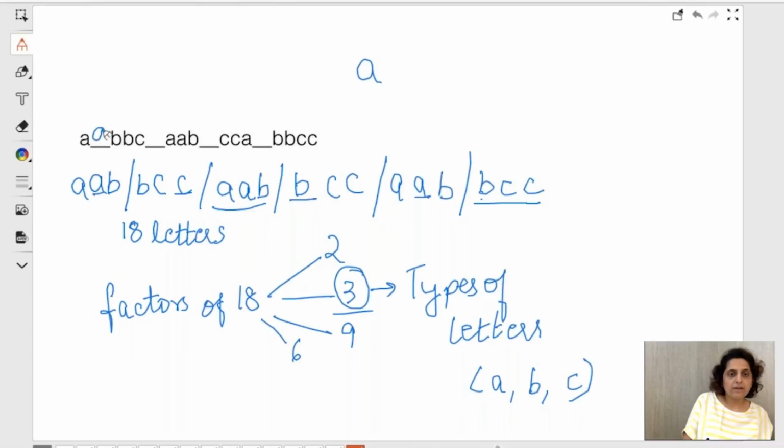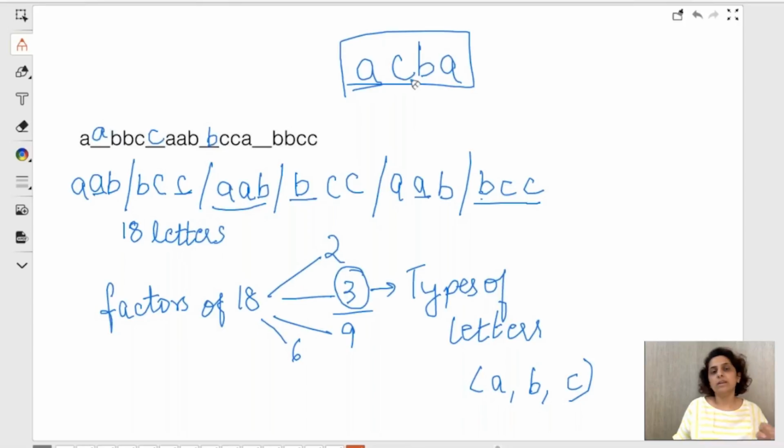So the answer to this one: in the first dash we are getting A. Second dash we are getting C. In the third dash we are getting B. And here again we are getting A. So the answer to this one would be A, C, B, A.